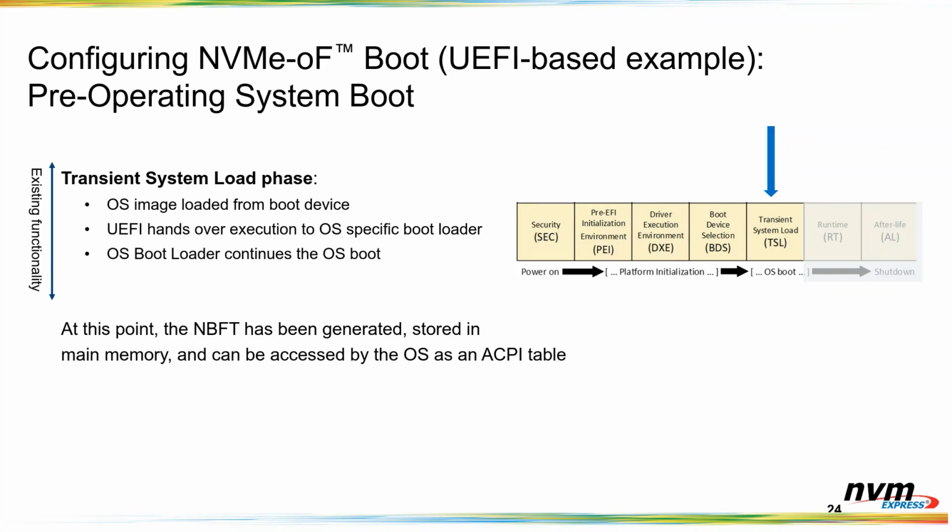The boot device selection phase is then followed by the transient system load phase, which is really where the OS image is loaded and UEFI to OS execution handover is performed, or at least started. It's transient because UEFI may hand over that execution to another application or drivers during this phase. However, access to native connections that the UEFI pre-OS driver originally created is still entirely possible. This allows for a bootloader, such as GRUB, to still interact with the NVMe over Fabrics devices that were previously attached without having to have their own driver present.